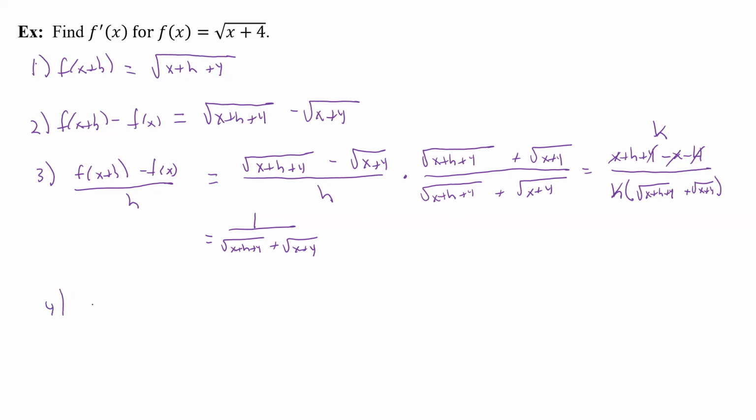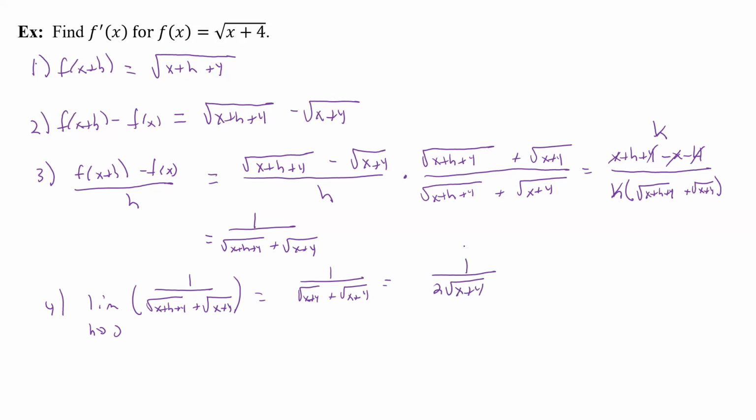All right, that means we're down to step 4, which is finding the limit as h approaches 0 of 1 over the square root of x plus h plus 4 plus the square root of x plus 4. Well, if we plug in 0 here, guess what? We just get 1 over the square root of x plus 4 plus the square root of x plus 4. Well, there's 2 of those, so we can simplify that and say that's 2 square root of x plus 4.